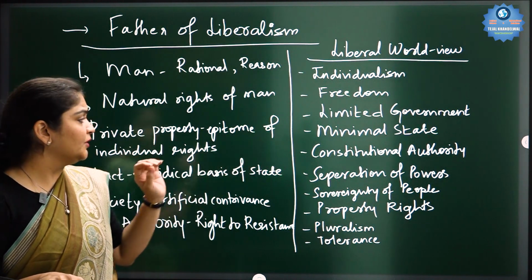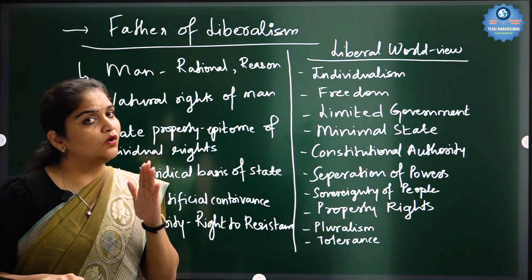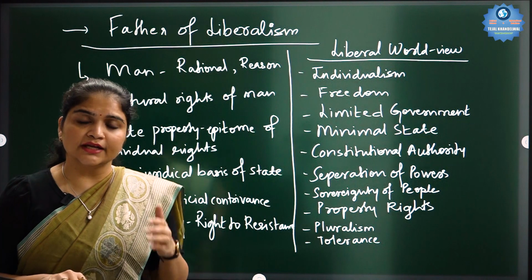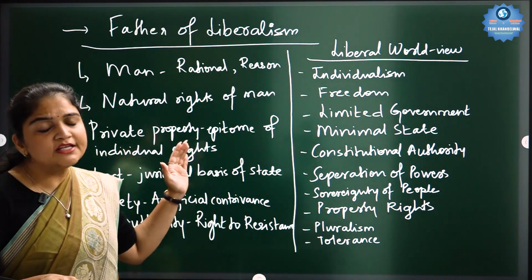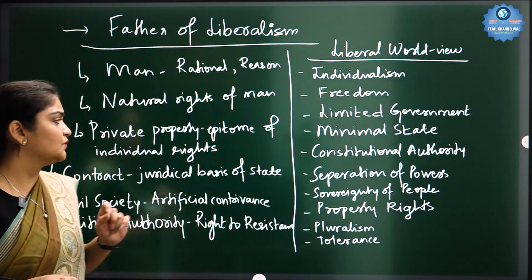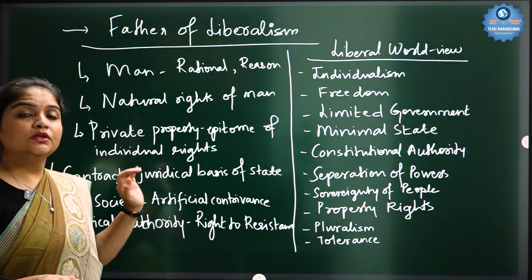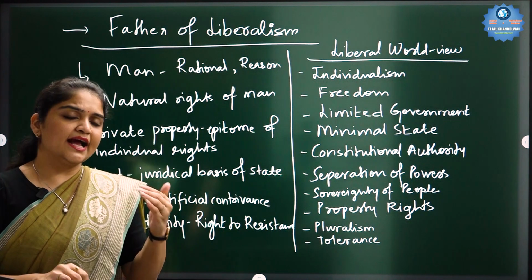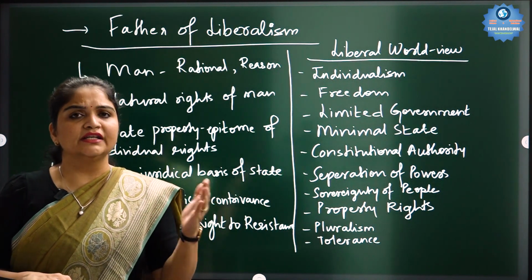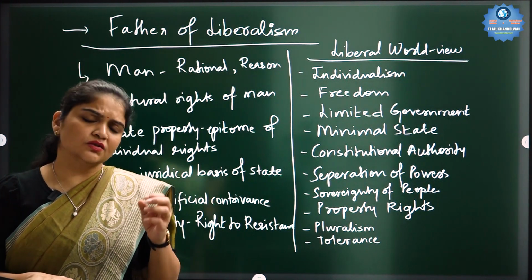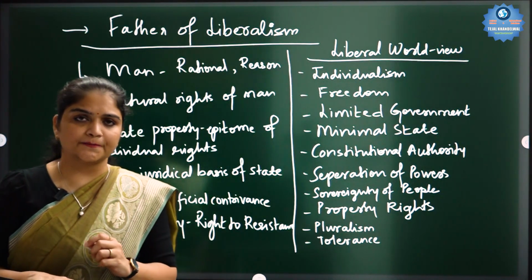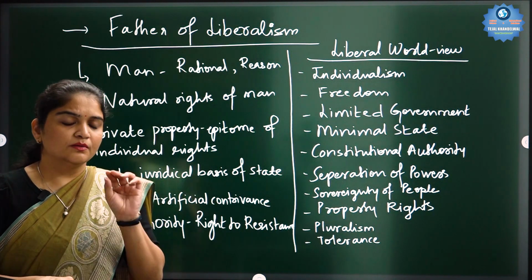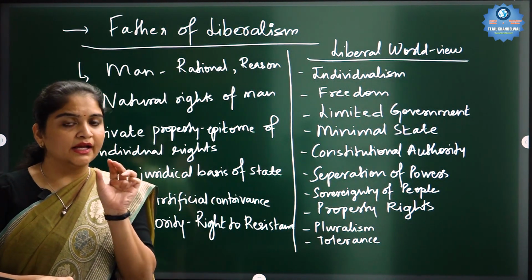Private property, according to him, is the epitome of individual rights. Because he emphasizes individualism, it is said that he is an individualist out and out. So he justifies private property on the basis of individual rights. According to him, contract forms the juridical basis of the creation of the state. The state has various wings like the legislature, the executive, and the judiciary. He also lays the basis of the constitutional state. The civil society, according to him, is an artificial construct because he equates the civil society and political society.